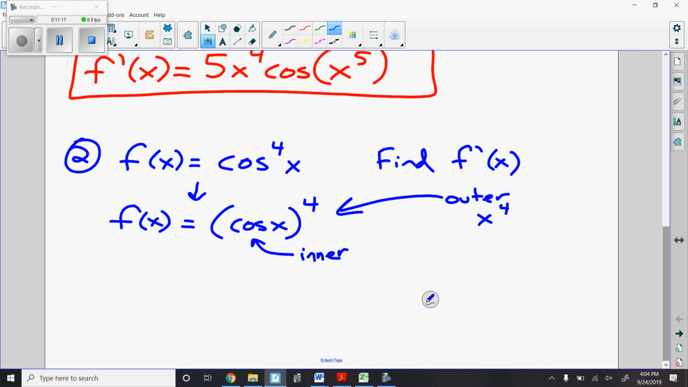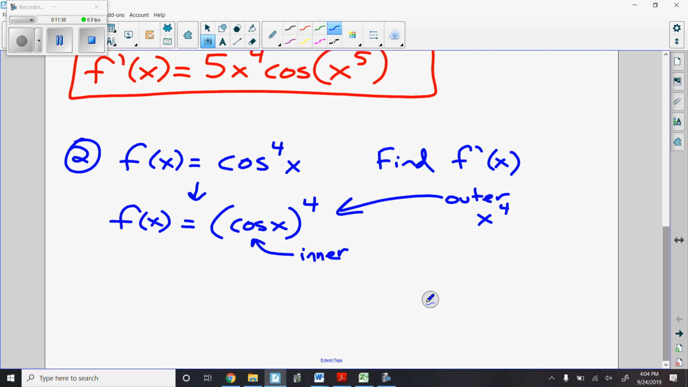We do the derivative of the outside with respect to the inside. Well, if our outer function is like x to the fourth, we know the derivative there, just using the power rule, would be 4x cubed. But that's the derivative of the outer function with respect to x. I need to do the derivative of the outer function with respect to the inner function.